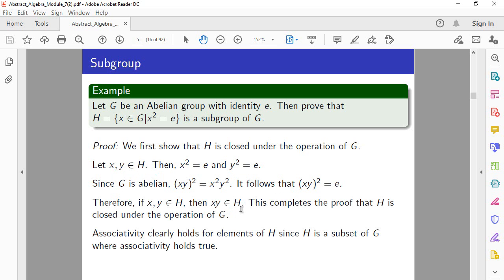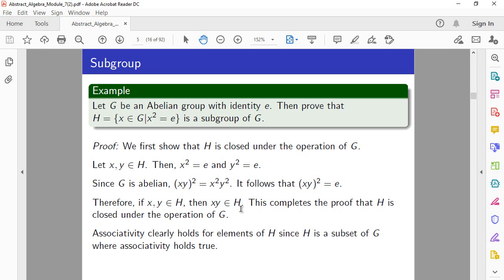The associativity clearly holds for elements of H, since H is a subset of G, where associativity holds true. So again, I mentioned before that the associative property will automatically hold in any subset of the group, and so we don't have to prove the associative property to show that something is a subgroup.